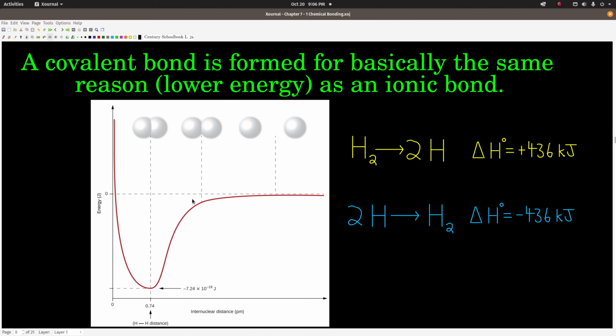Another thing about covalent bonds is it always takes energy to break them, and when you form them, energy is always released because we end up at a lower energy. And the energy it takes to break a bond is exactly the same magnitude but opposite sign of the energy that's released when the bond forms. So if we take a hydrogen molecule and break it apart into two hydrogen atoms, we have to put in 436 kilojoules per mole of hydrogen. And if we take two hydrogen atoms and bring them together and form the hydrogen molecule, we release 436 kilojoules of energy per mole of hydrogen that we form.